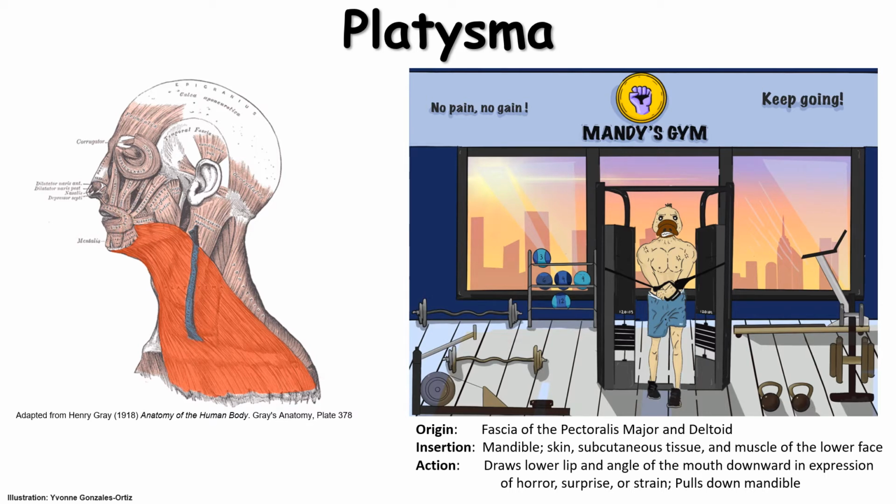lips. In terms of its actions, the platysma draws the lower lip and the angle of the mouth downward in an expression of horror, surprise, or strain. It can also pull down the mandible to assist in opening the mouth widely. To assist with memorizing these features, I've developed the following visual learning tool.